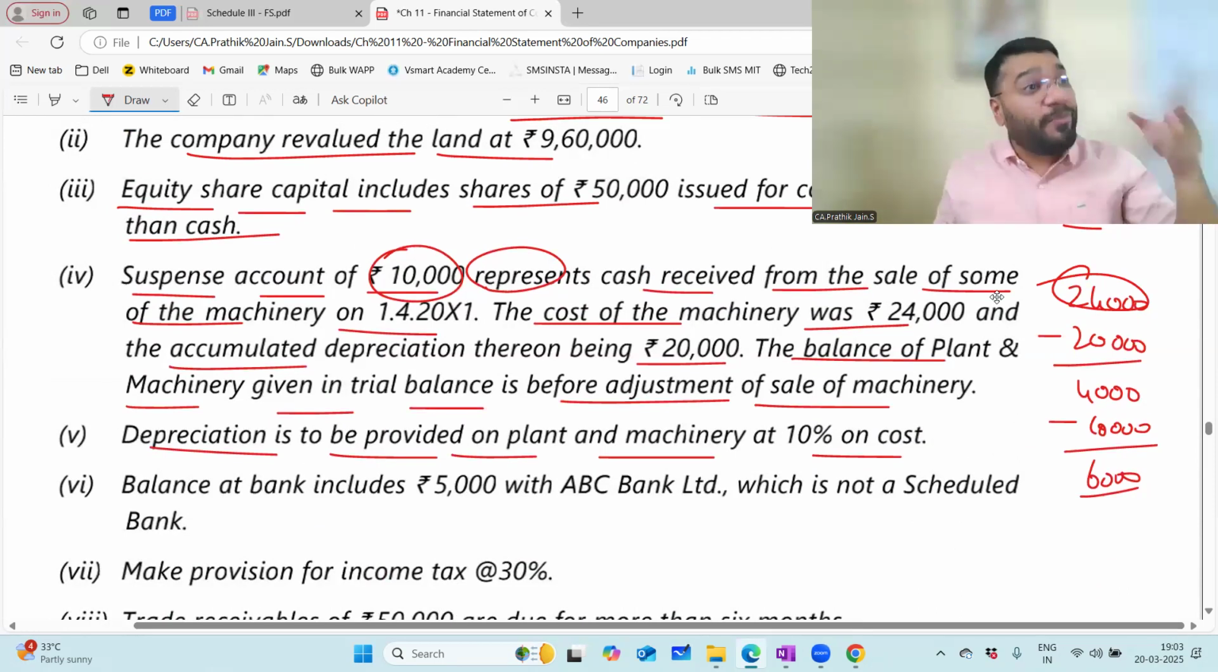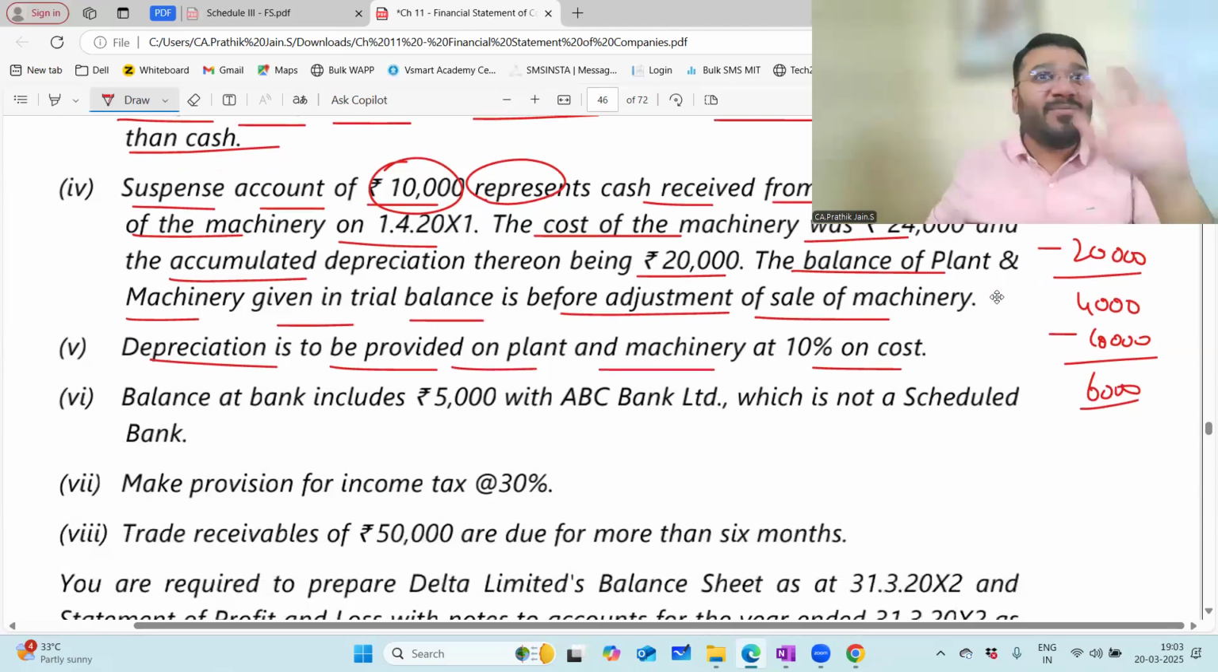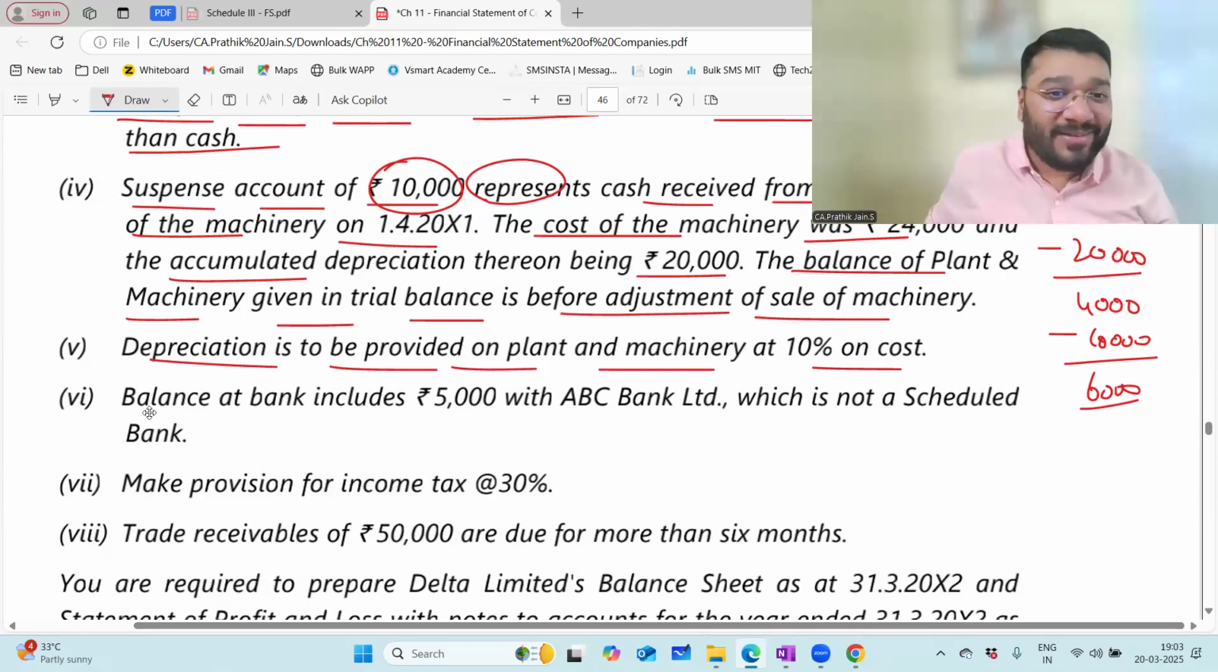Look at the way the brain is functioning. After one question, if your brain is functioning so much, if you practice this question 3 times, how much will it function in the exam? Practice makes a man perfect, near to centum.